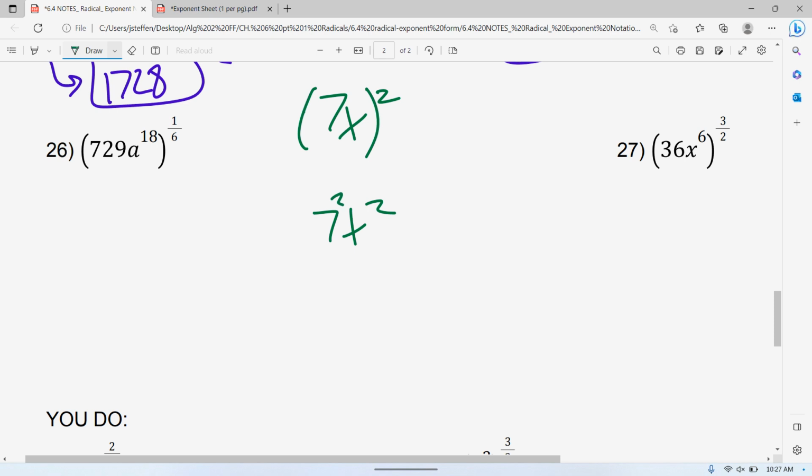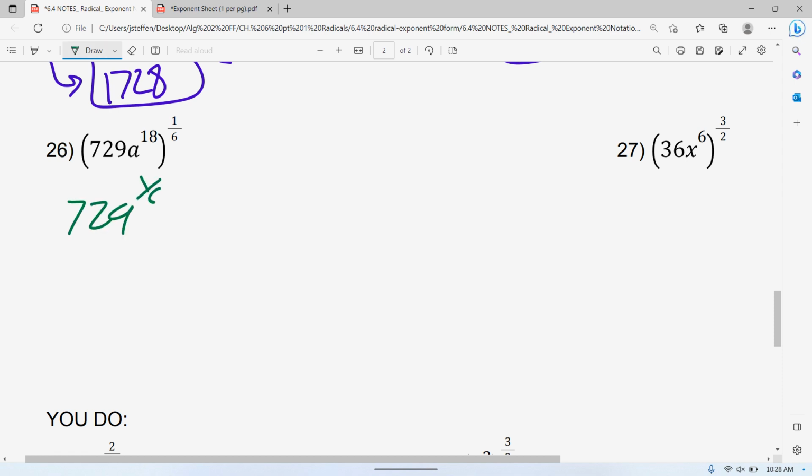I thought about doing a lesson over exponent properties before we did this, but we only go over a couple of them. I'm hoping they're fairly basic. If you don't remember doing them, I hope you remember what you know now. 1/6 needs to go to both. 729 to the 1/6, a to the 18 to the 1/6.